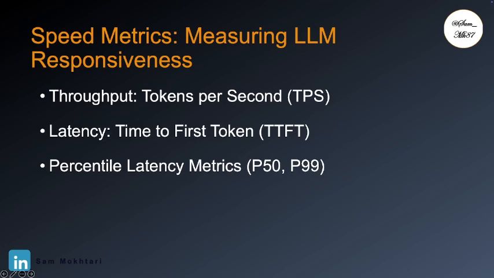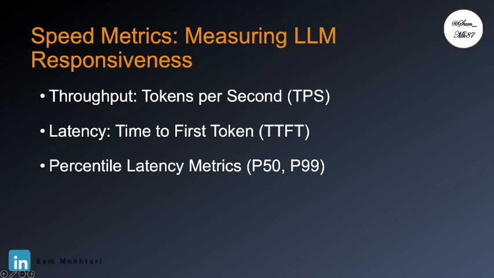Latency, on the other hand, focuses on response time. A key metric here is time to first token, or TTFT, which measures how long it takes to get the very first token of the response. For applications that require snappy interaction, like chatbots, a low TTFT is essential.